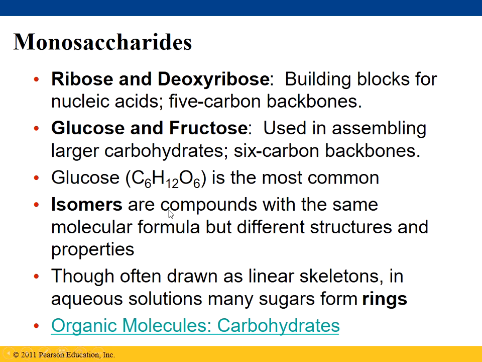So we call these isomers. Isomers are compounds with the same molecular formula, but different structures. So when you see this M, think of isomers, same molecular formula, not to be confused with isotopes, if you remember that term, where we said they have the same atomic number, the same number of protons, but different weights. So carbon 12 and carbon 14 were isotopes, same element, just different weights. Isomers have the same molecular formula, but different structures.